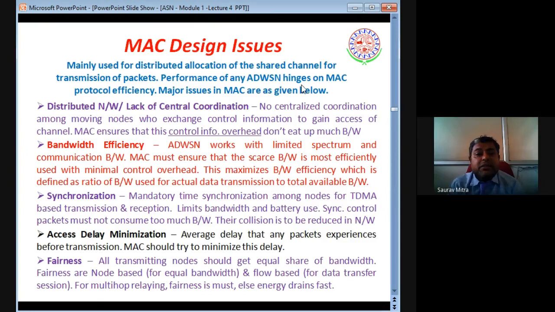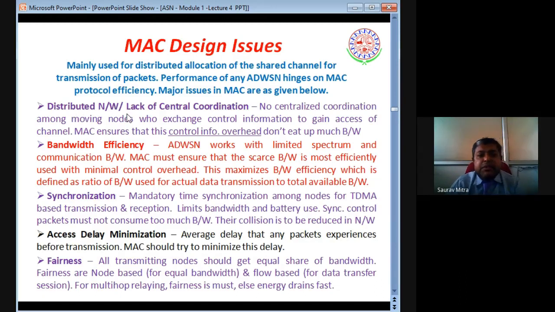The performance of any ad hoc wireless network depends on MAC protocol efficiency. How well the MAC protocol defines the rules for data transmission and data sharing defines the performance criteria of the whole ad hoc wireless sensor network. So the efficiency of MAC is directly proportional to the efficiency of the whole network. What are the major issues of MAC? There are many issues, I think across 3 slides. You can remember at least 5 to 10, and you should be able to explain 5 to 10 issues of MAC design and criteria.